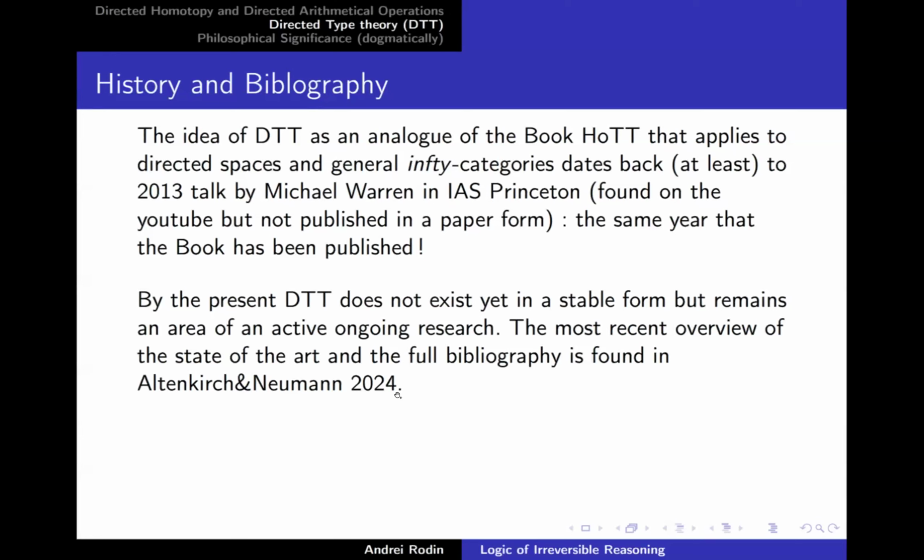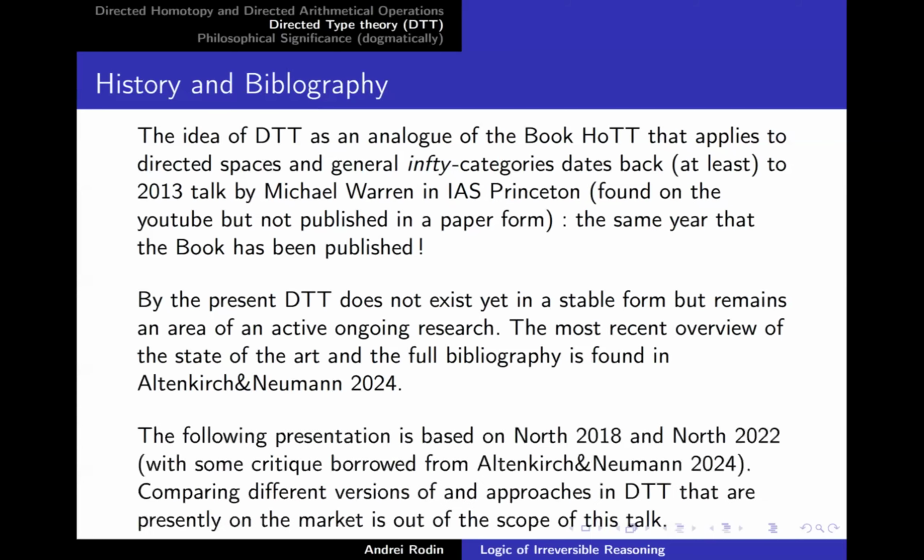That year, they also produced a short paper. It's actually not even on arXiv, but openly available, and then you have a kind of full bibliography. The version I'm going to use is actually due to Paige North, who gave a talk at École Polytechnique here, and she also has an older paper of 2018, which I use here. But just to say, it's not settled, it's rather how it may work.